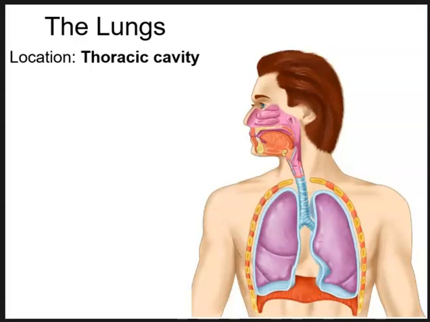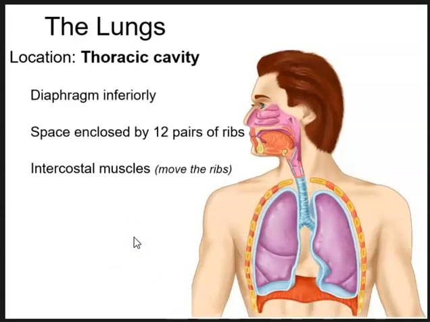So the first structures that we're going to talk about are the lungs. The lungs are located within the thoracic cavity. Some of the structures we can see at the borders: we know that the diaphragm is a muscle that is located inferior to the lungs. We have the space enclosed by 12 pairs of ribs, so the space where the lungs are located is enclosed by 12 pairs of ribs.